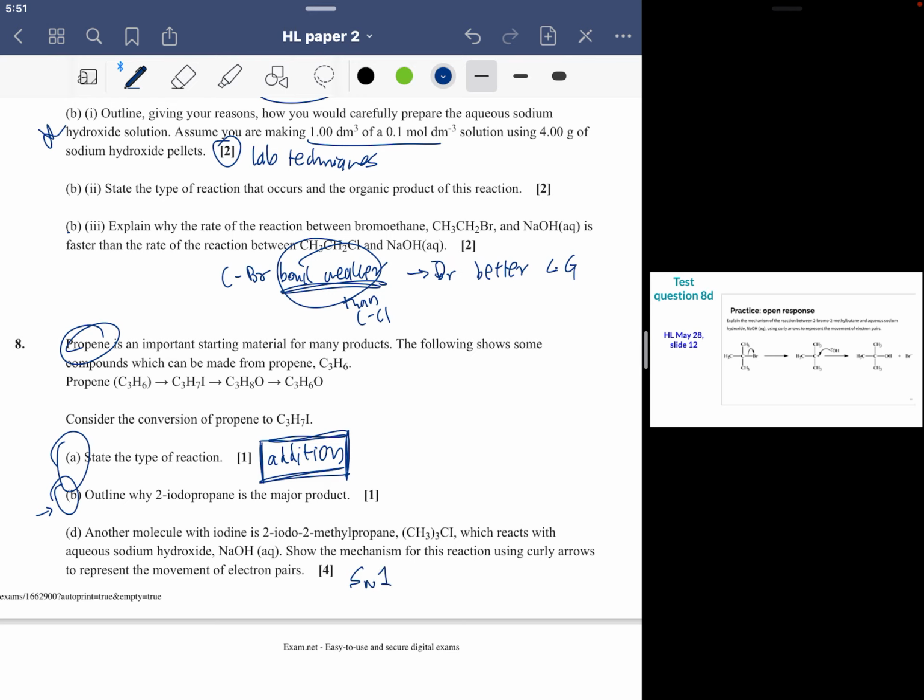Sorry, got ahead of myself earlier. This is SN1 because I have a tertiary halogen. And so, again, if I'm reacting with hydroxide, I probably have nucleophilic substitution, meaning either SN2 or SN1. I need to figure out which one it is. I have a tertiary halogen, so the faster mechanism will be SN1. And this is one of those mechanisms you just need to know.